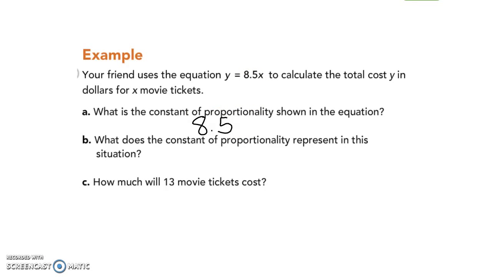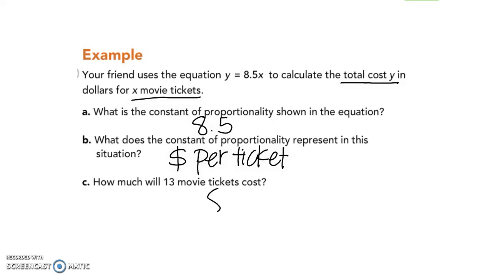What is the constant of proportionality shown in the equation? 8.5. What does that mean in this situation? We're trying to find the total cost y for x movie tickets. So we're multiplying it times the number of movie tickets to find the total cost. This is going to be the cost per ticket. That's what we multiply times the number of movie tickets to find the total cost. So if we were finding for 13 movie tickets, we would do 8.5 times 13. If I punched that into my calculator, I would get $110.50.